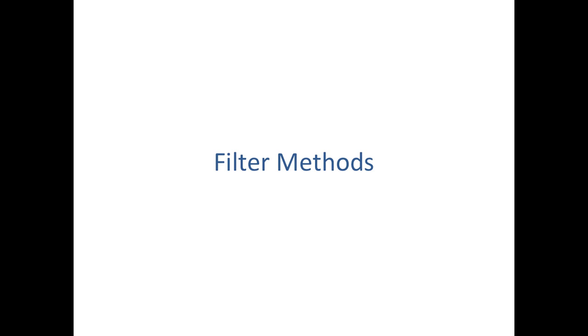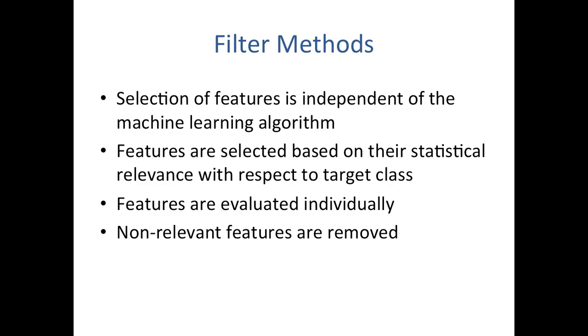Let's start with filter methods. Again, for filter methods, the way the features are identified or selected is independent of the machine learning algorithm we are working with or planning to work with. The way features are selected is just based on how relevant they are with respect to the target class, with respect to the labels that our data points have. We do the evaluation individually for each feature, and each feature is either kept or removed from the final set of features that we will consider.